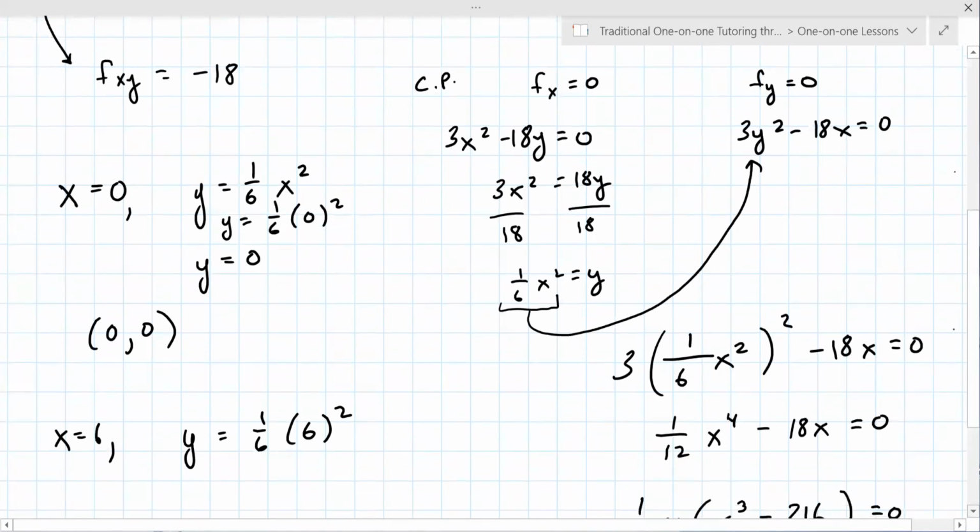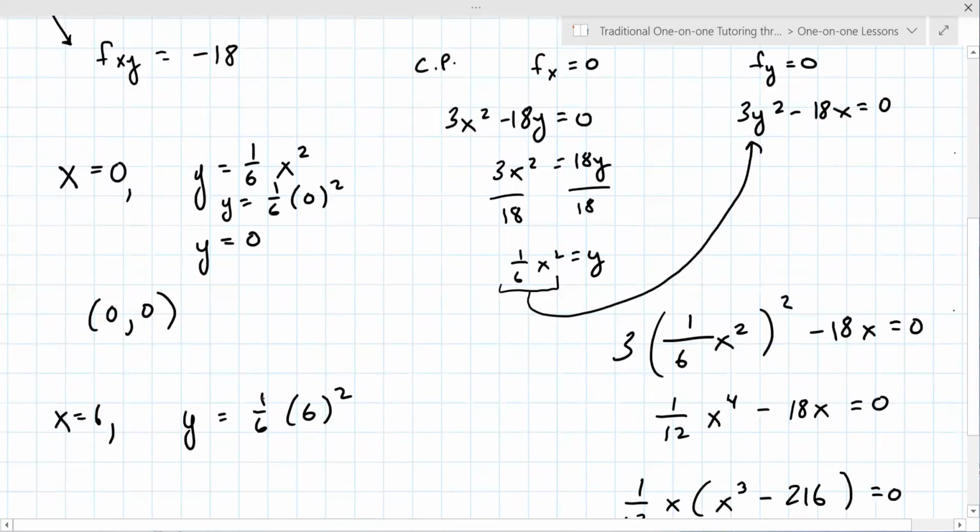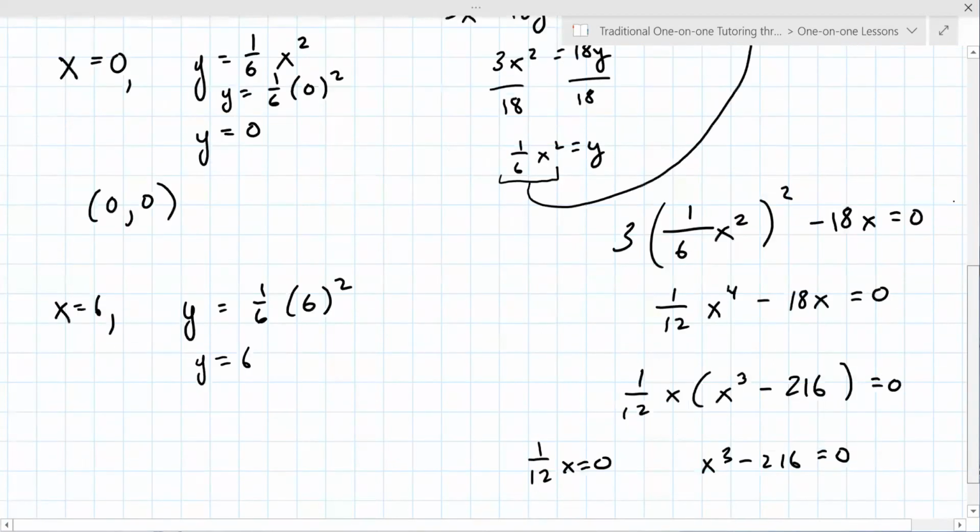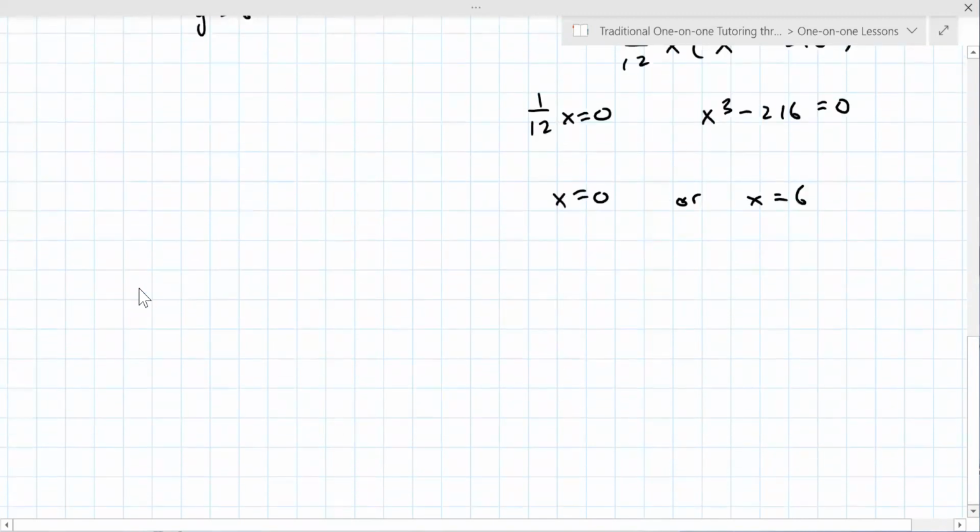No problem. So you square 6, you take a 6th of that, so y equals 6. So 2 critical points. In some future version of the problem, assume that you could find the 2 critical points. There's one at 0, 0 and one at 6, 6.